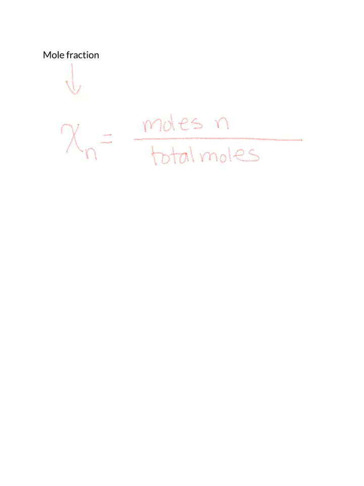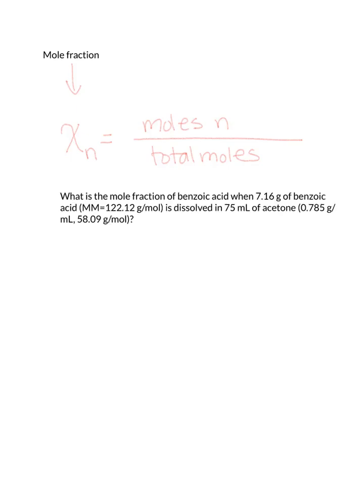It's useful in some cases, especially when we're talking about liquids and liquids or gases and gases, where the numbers are more comparable to each other. So let's just do one quick mole fraction problem. Let's work with that same solution of benzoic acid, and we now know that we make it by dissolving 7.16 grams of benzoic acid in 75 milliliters of acetone. And so if I wanted the mole fraction of benzoic acid, right, I'd just be trying to find chi of benzoic acid. What would I need? I would need the moles of benzoic acid divided by the total moles.